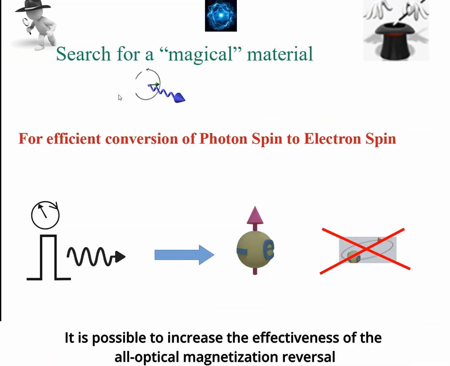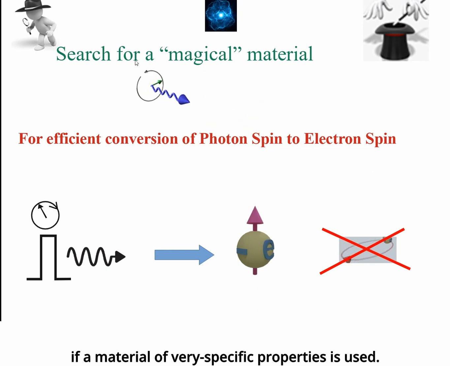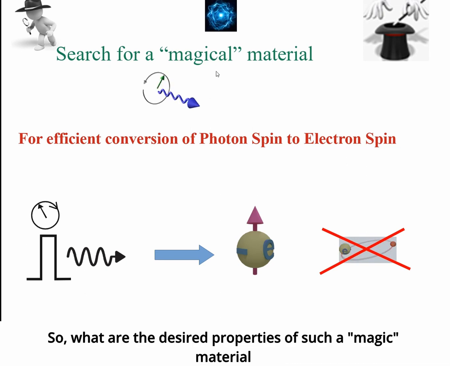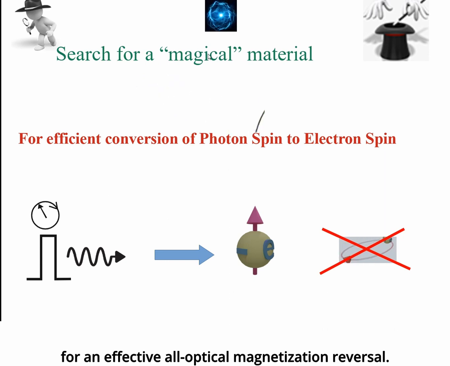It is possible to increase the effectiveness of all-optical magnetization reversal if a material of very specific properties is used. So what are the desired properties of such a magical material for an efficient all-optical magnetization reversal?